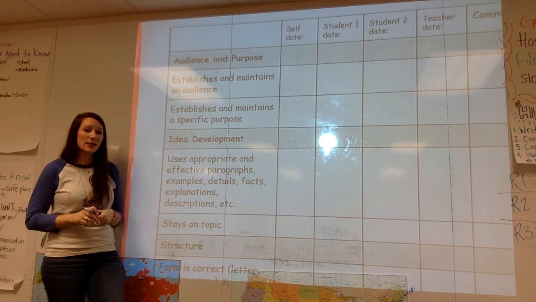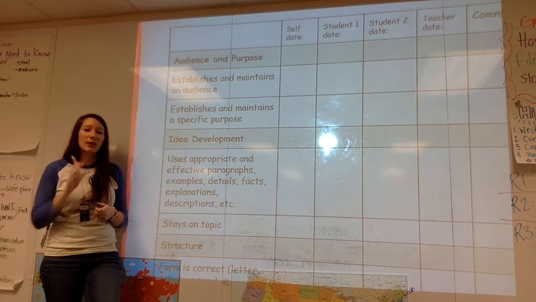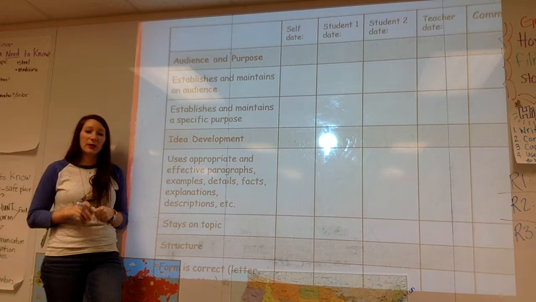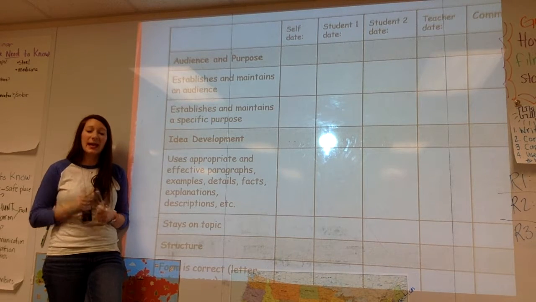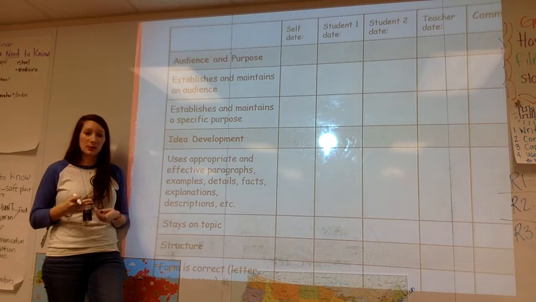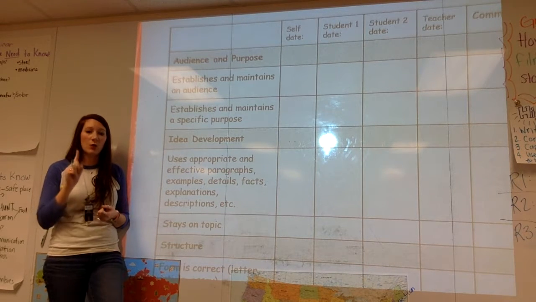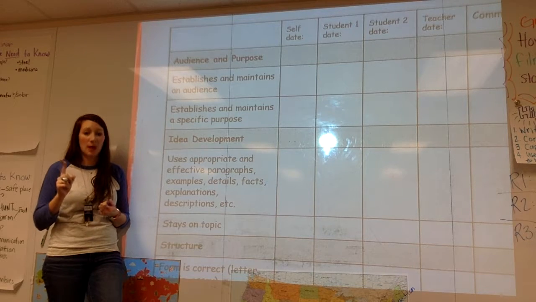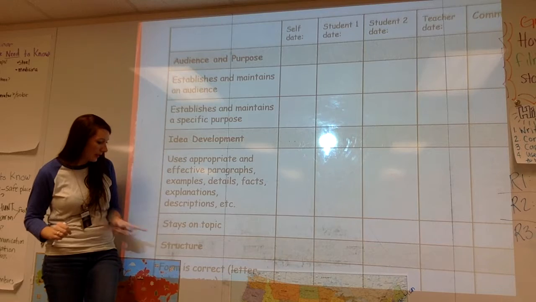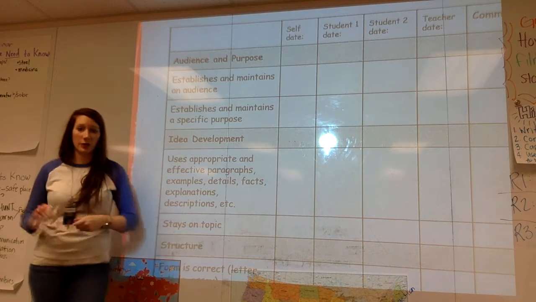And then finally, stays on topic. Make sure that in one paragraph, it's about one thing. If someone is writing an informative piece about basketball and a paragraph is about equipment and players, that's not focused. Each paragraph should have one topic or one subtopic. Stick to one focused idea. The next thing we're going to talk about is structure.